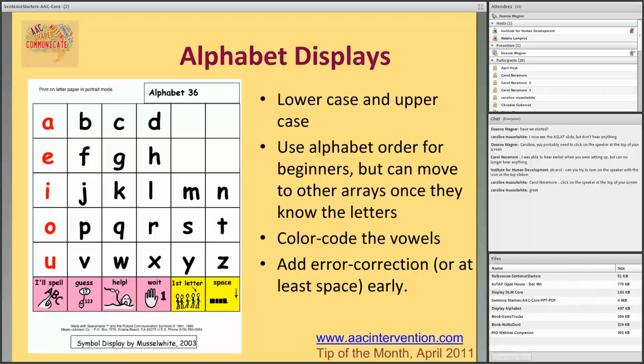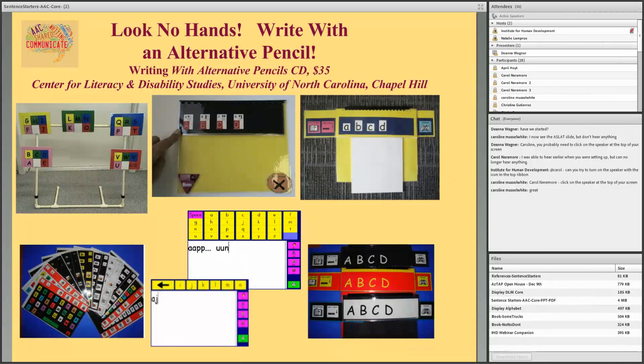We can also arrange it with the vowels on the left, so we have them color coded. We also want to make sure that there's some kind of option to say that's the end of my word, like including a space in whatever form of alternate pencil our student is going to be using. For our kids who can't use that alphabet display, we may need to make the letters larger, we may need to color code them, we may need to offer a more limited set at a time. So these are the alternative pencils by Gretchen Hanser that are available at the Center for Literacy and Disabilities site.